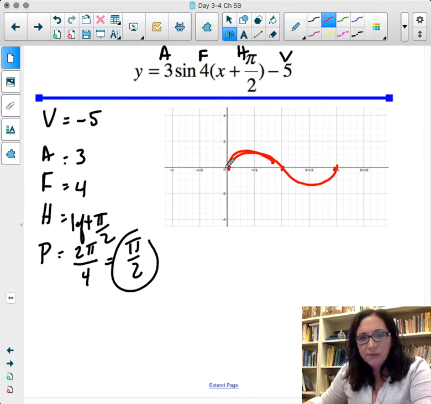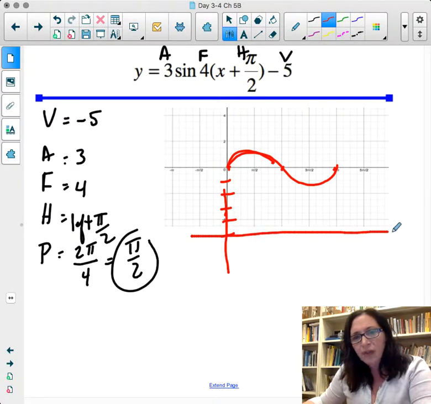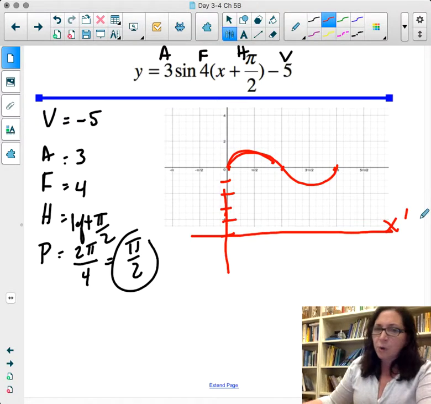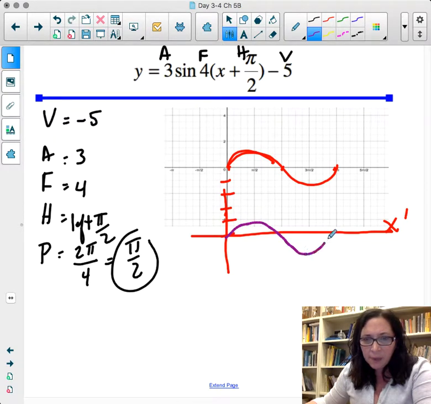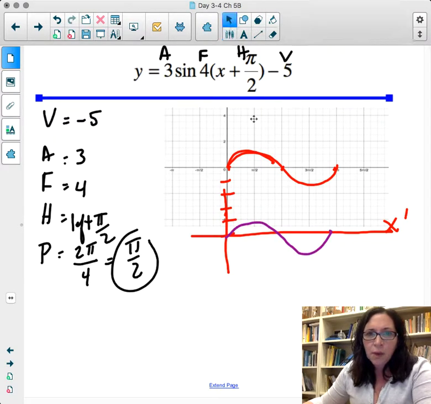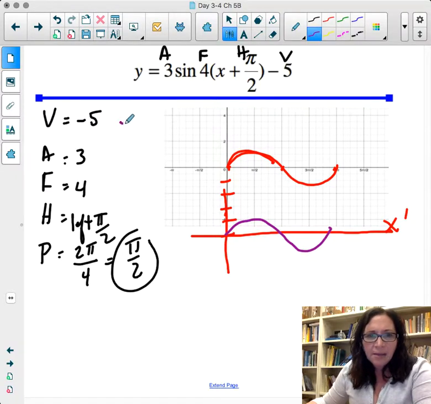My vertical shift is -5. So 1, 2, 3, 4. Let's drop this down. 5. So my new sinusoidal axis, which is x prime, is right there. My wave, I'm going to put my parent function right back on here. Okay, and then what I have now, okay, I did my vertical shift.